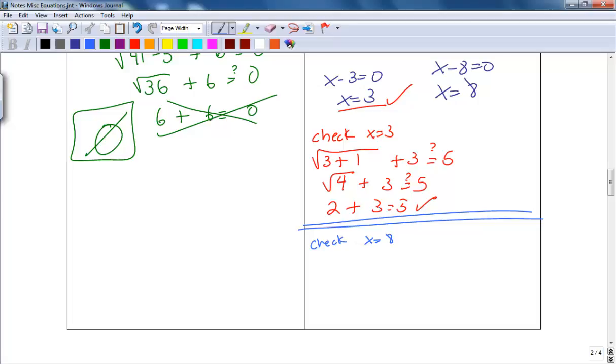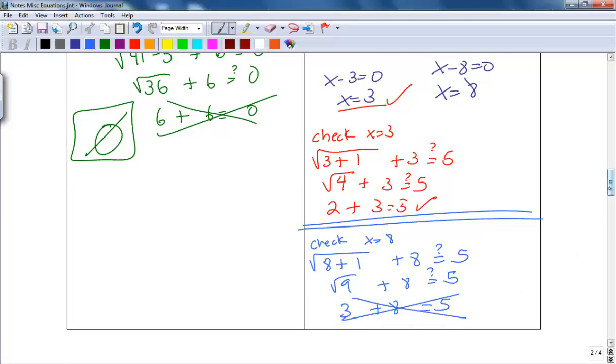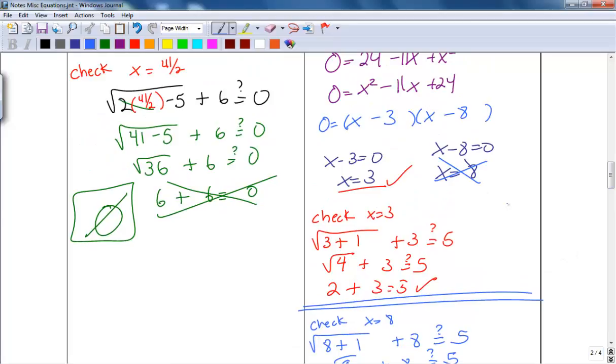Same thing as before, we plug it in place of all the x's in that original equation. So I have the square root of 8 plus 1, plus 8, and I'm trying to figure out, does this actually give me 5? Let's find out. The square root of 8 plus 1 is the square root of 9, plus 8. Still trying to figure out, does that give me 5? The square root of 9 is 3. Does 3 plus 8 give us 5? No, it sure doesn't. So that means we have to discard 8, and our only solution is 3.